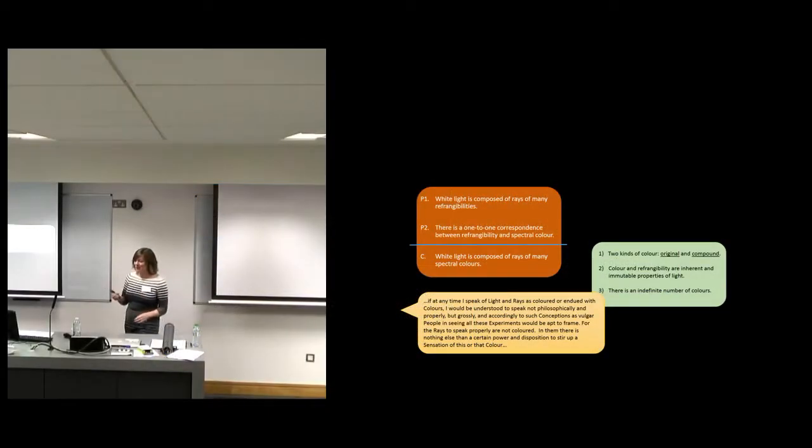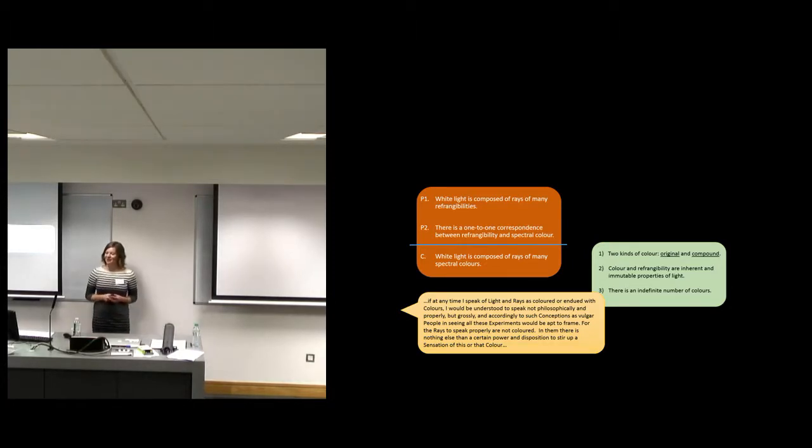All right, and then just one other thing that he tries to be clear on, and this actually comes up more in the Opticks. He's very careful about the nature in which light has a color. So he says that if at any time I speak of light and rays as coloured or endued with colours, I would be understood to speak not philosophically and properly, but grossly and accordingly to such conceptions as vulgar people, in seeing all these experiments, would be apt to frame.